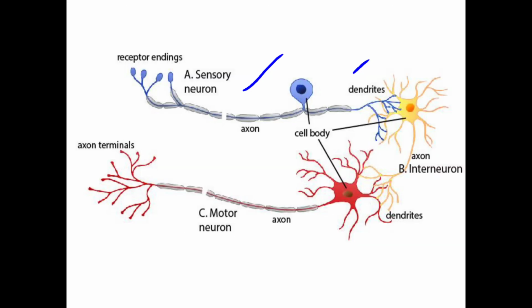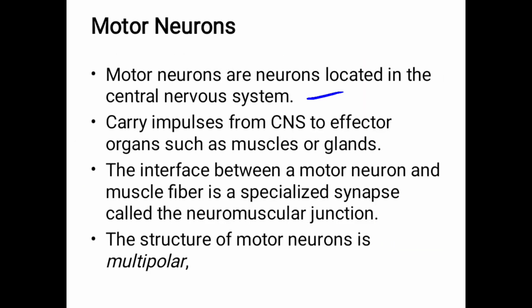Here we can see numerous dendrites and a lengthy axon. This red colored one is the motor neuron. The interface between a motor neuron and a muscle fiber is a specialized synapse that is called the neuromuscular junction. And the structure of the motor neuron is multipolar.